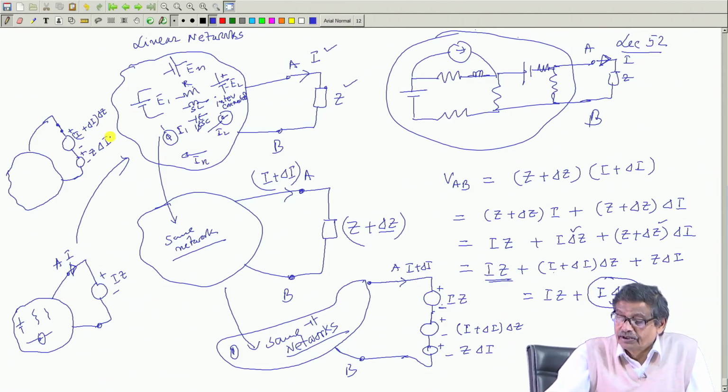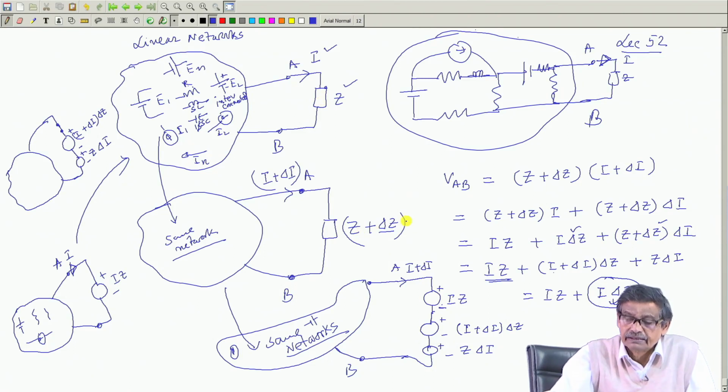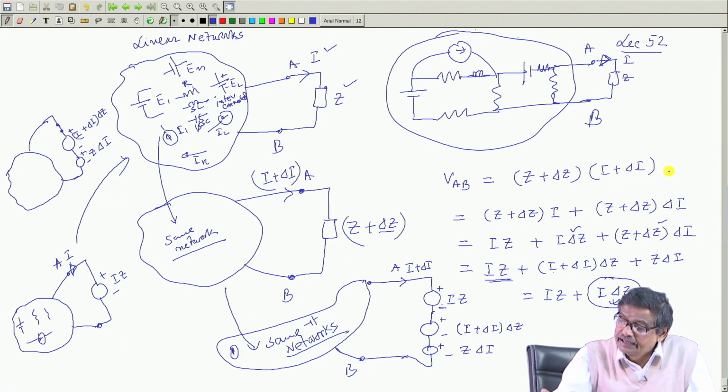What have I done so far? This was the given network, Z is the impedance, I is the current. The problem statement is very simple. I simply change Z to Z plus delta Z and want to find the new current. The new current I assume to be the old current plus the changed component, I plus delta I. Then what will be the voltage drop in this network? This Z into this I, which can be expanded in this way.